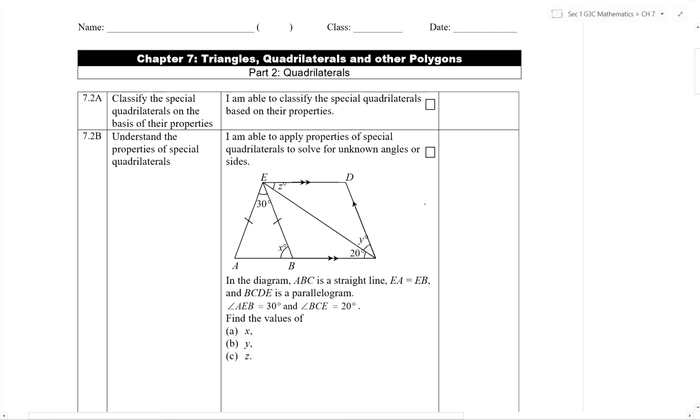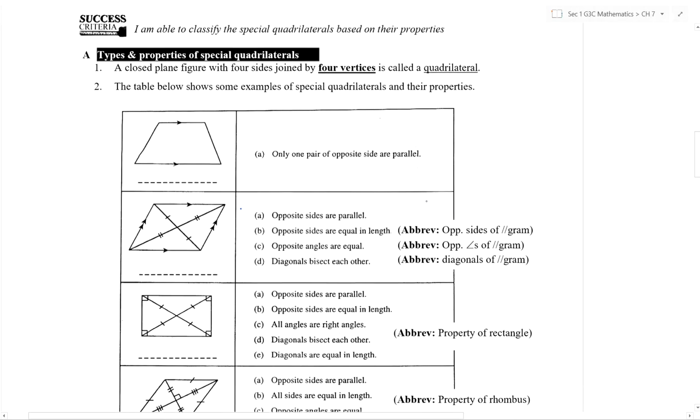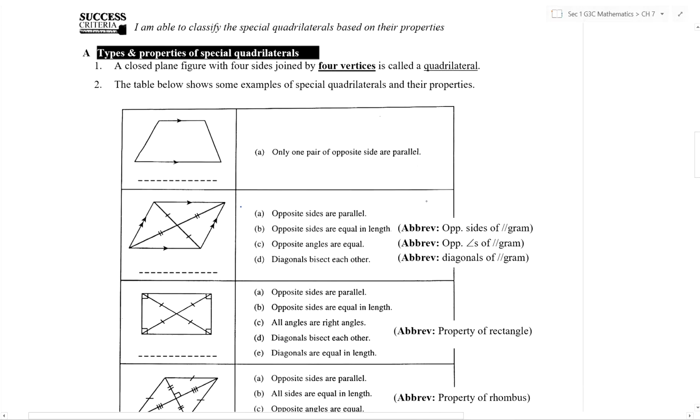This is a video recording for Chapter 7, Part 2 on quadrilaterals. Quadrilaterals are four-sided figures, and here are some examples of quadrilaterals. The first one in the notes will be a trapezium.